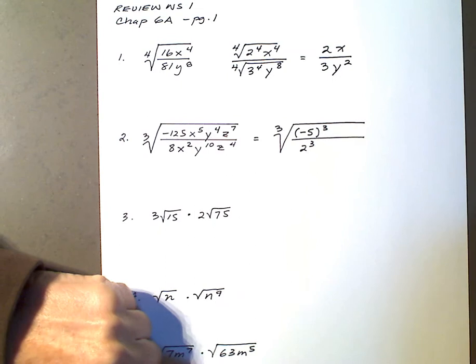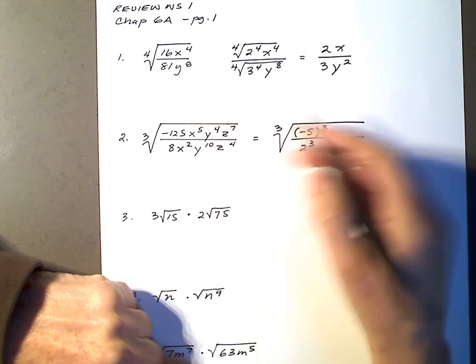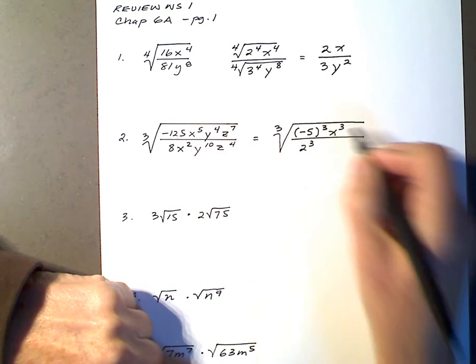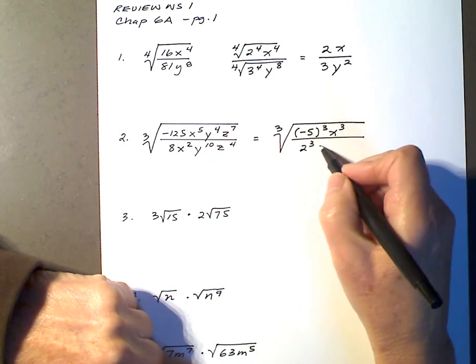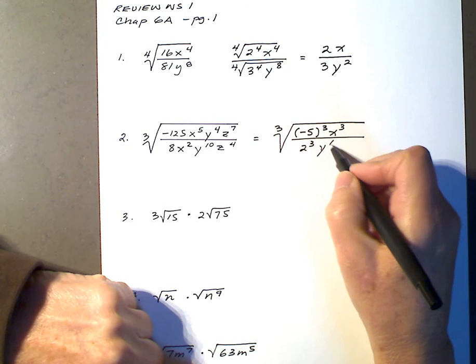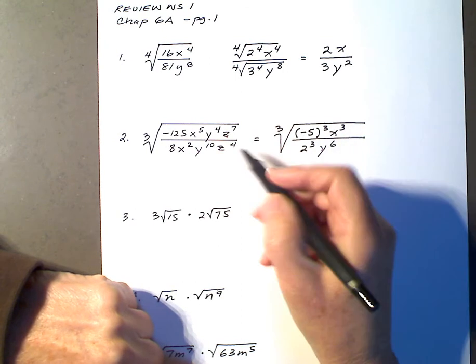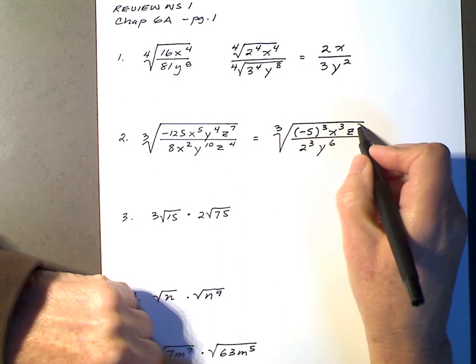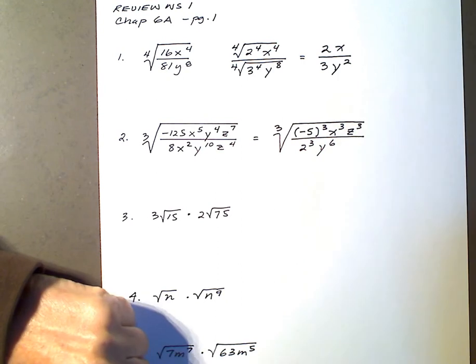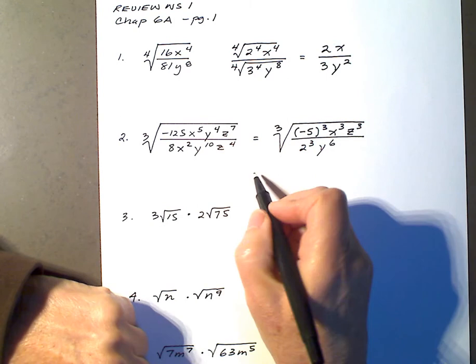And then I've got x to the 5th over x squared, so I'm going to simplify that. So an x to the third in the numerator. I've got y to the 4th over y to the 10th, which leaves a y to the 10 minus 4, or 6th in the denominator. And z to the 7th over z to the 4th leaves a z to the 7 minus 4, or 3 in the numerator. So now, looks like everything's going to rationalize here.